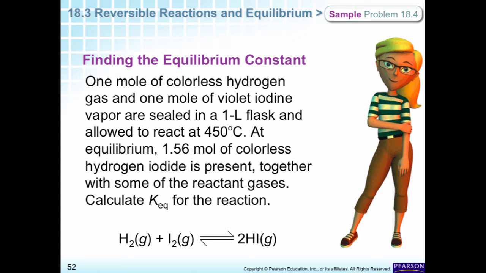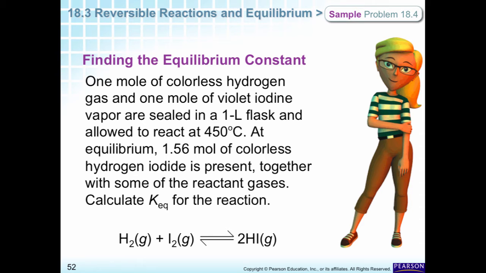Now let's try it again. Let's try a sample problem. We have hydrogen gas and a mole of violet iodine vapor. They're in a 1 liter flask, so we have 1 mole of each, and they react at 450 degrees C. At equilibrium, 1.56 moles of colorless hydrogen iodide is present together with some of the reactant gases. So what we know is we started out with 1 mole of each, and we have 1.56 moles of colorless hydrogen iodide. If it went to completion, we would have 2 moles based on the equation.